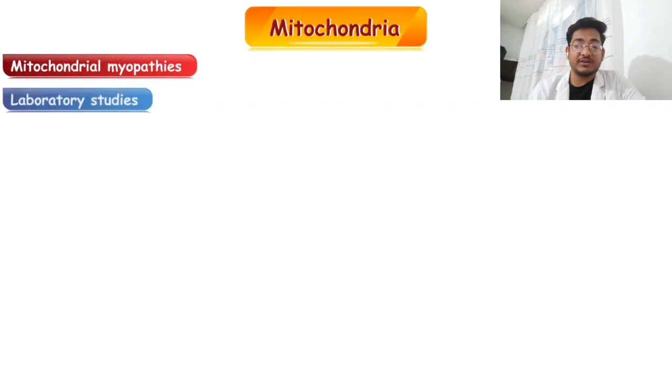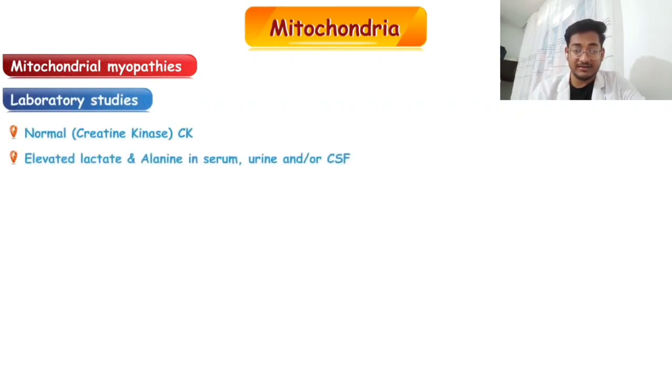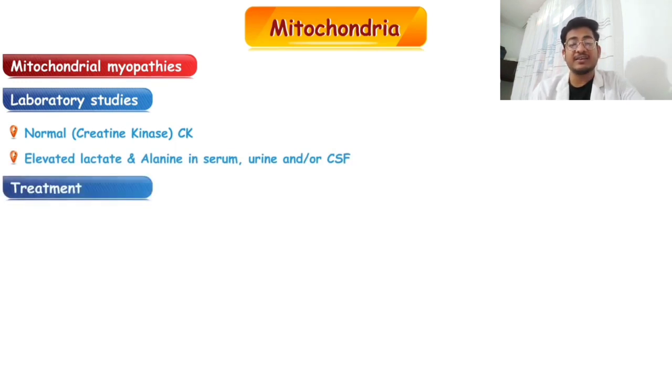Now we will see laboratory studies of these mitochondrial myopathies: normal creatine kinase, that is CK, and elevated lactate and alanine in serum, urine and/or in CSF.